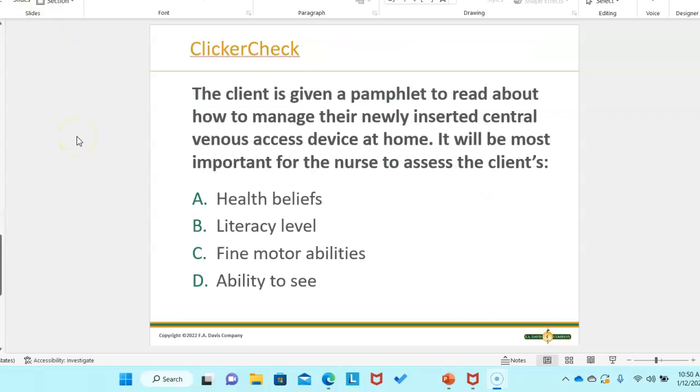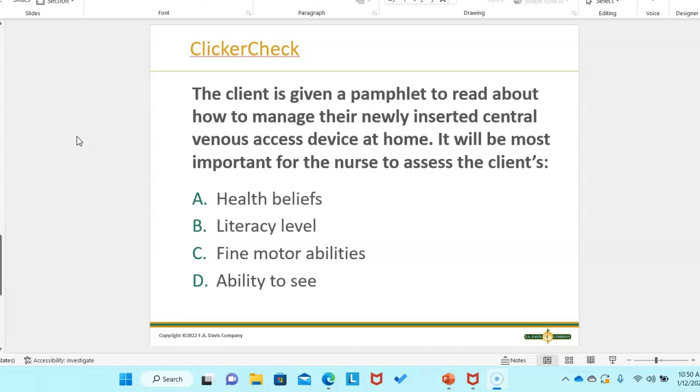Clicker check. The client is given a pamphlet to read about how to manage their newly inserted central venous access device at home. It will be most important for the nurse to assess the client's: A. Health beliefs. B. Literacy level. C. Fine motor abilities. D. Ability to see.